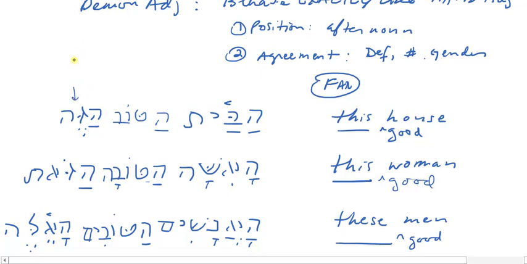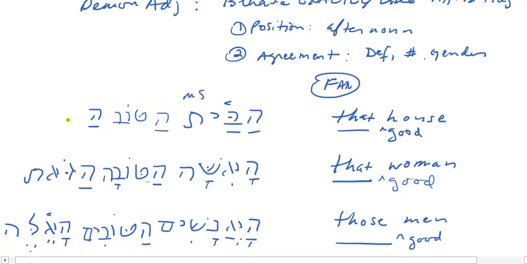So, what would be the pronoun to use to say not this good house, but that good house? Can I use zeh and zot and ele? No, I gotta use the forms of hu, okay? So that good house, that good woman, and those good men. So I'm gonna have to do some surgery here, right? I can't say habayit hatov hazeh. I have to say habayit hatov ha what?